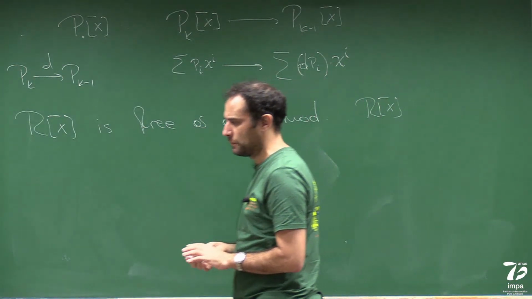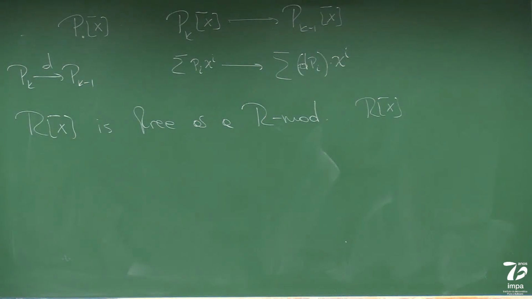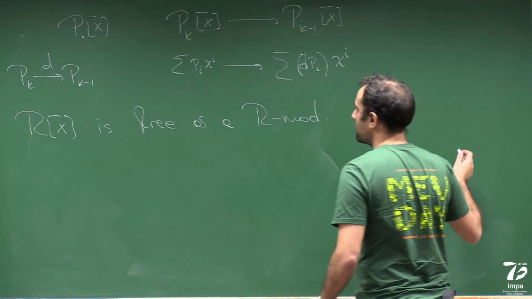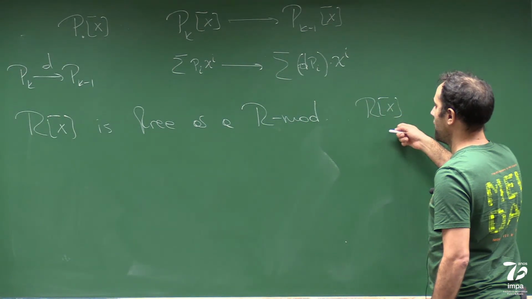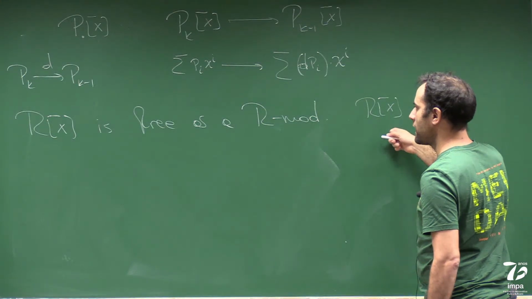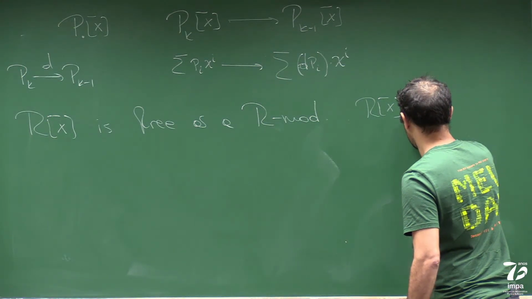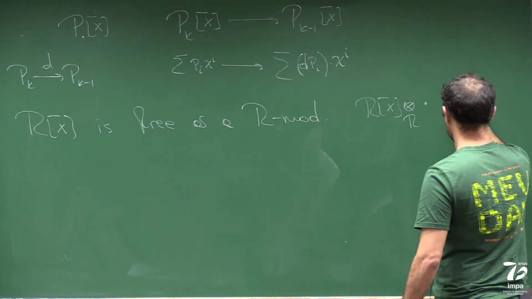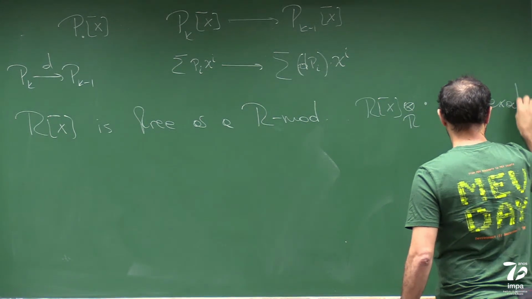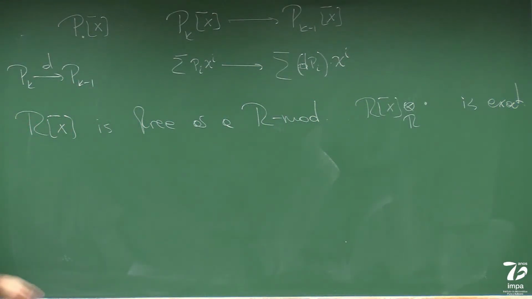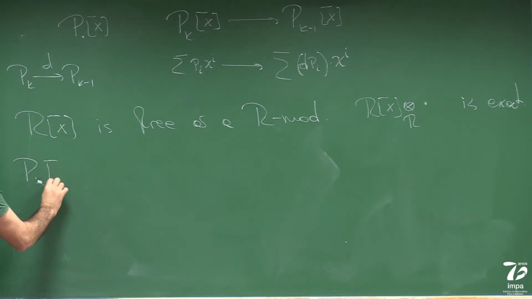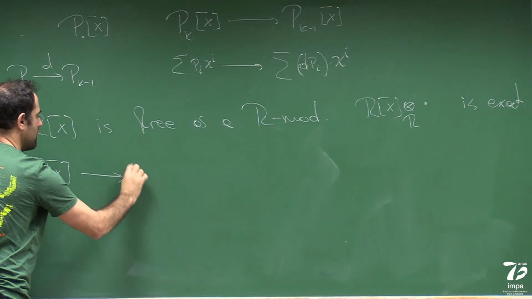And in general, it would preserve injectives if it's adjoint to an exact guy. So, anyways, this guy is free, so tensoring over R by this is exact. So that's that thing there, P dot of x gives a resolution of M[x].